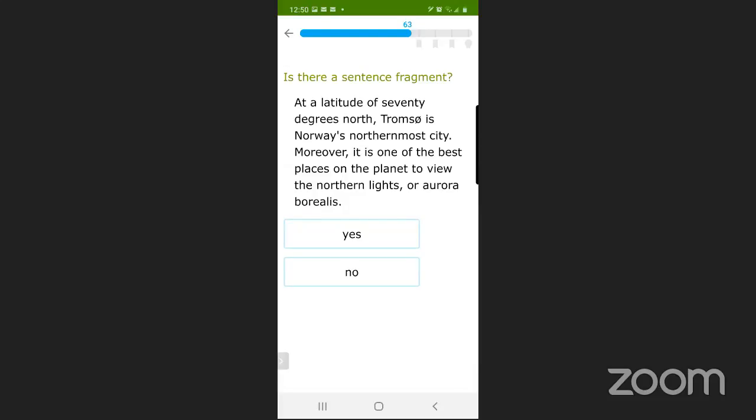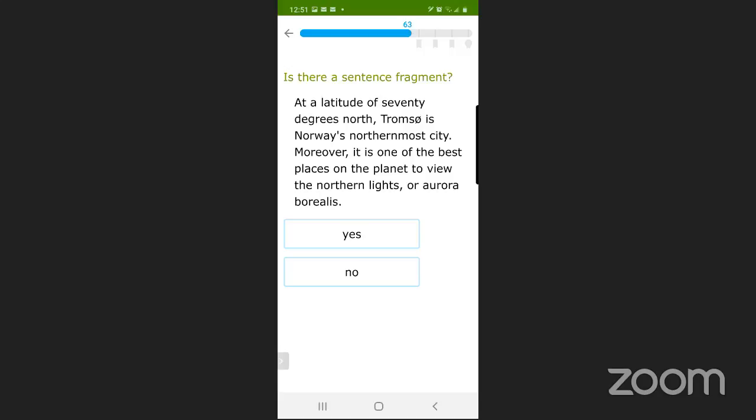Is there a sentence fragment? Can you read it, Aisha? At a latitude of 70 degrees north, Tromsø is Norway's northernmost city. Moreover, it is one of the best places on the planet to view the northern lights or aurora borealis. Is this a complete sentence? Is there a sentence fragment in it? No.